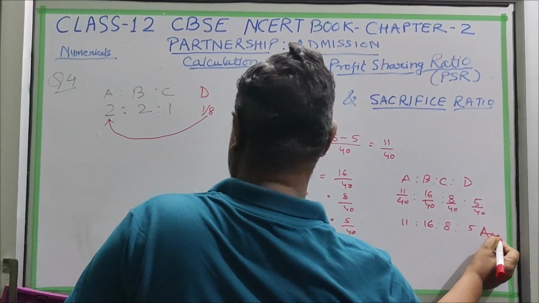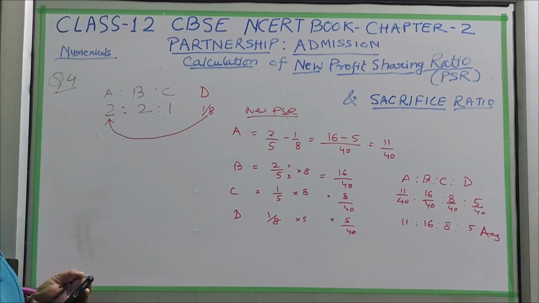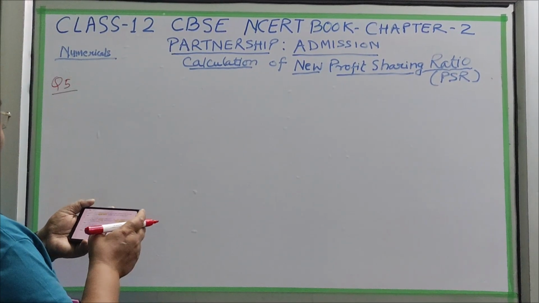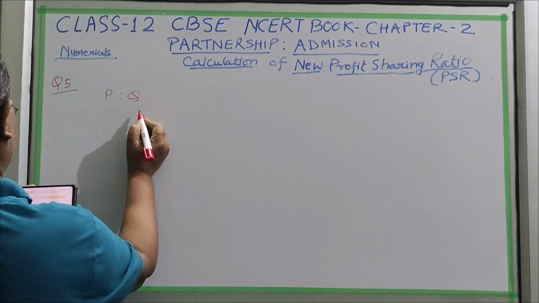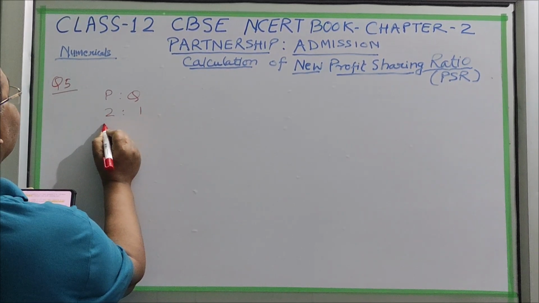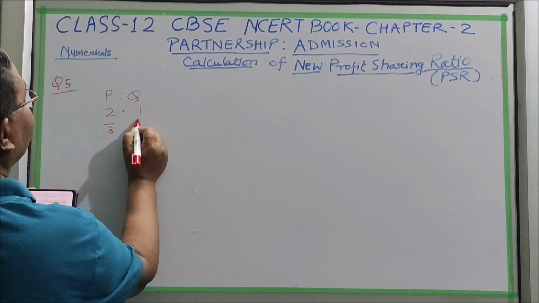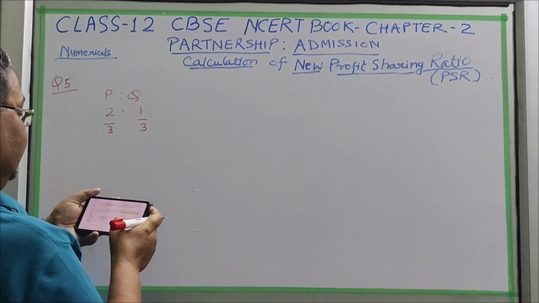And this is your answer. Okay. Now we will go to question number 5. P and Q are partners, and their ratio is 2 is to 1. 2 is to 1 means 2 upon 3 and 1 upon 3. Total is 3, so 2 upon 3, 1 upon 3.